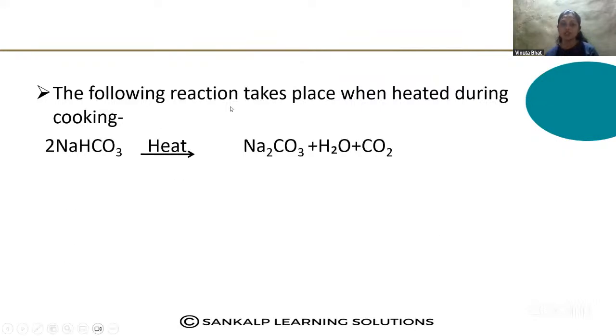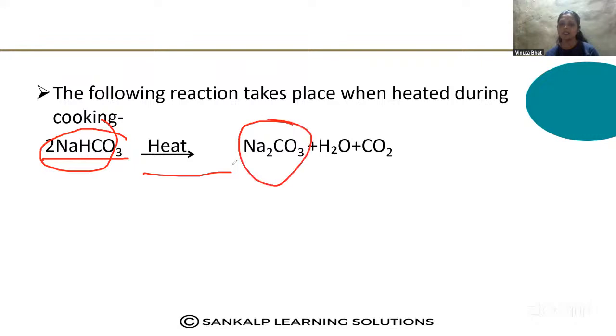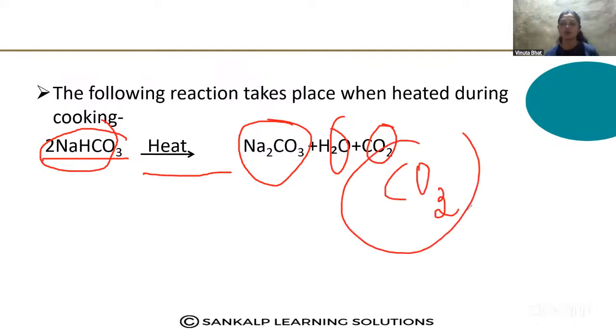The following reaction takes place when heated during the cooking. When sodium hydrogen carbonate is heated in cooking, it produces sodium carbonate, that is Na2CO3, plus water and carbon dioxide. And this carbon dioxide is responsible for the fluffy nature of the food items.